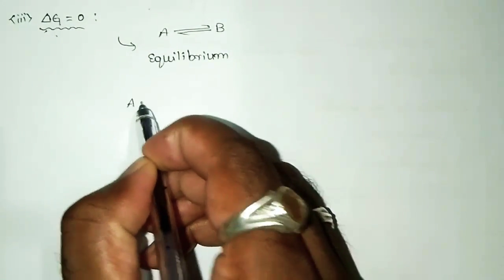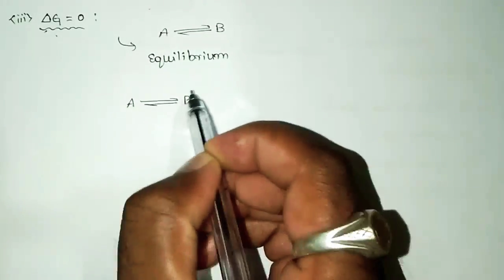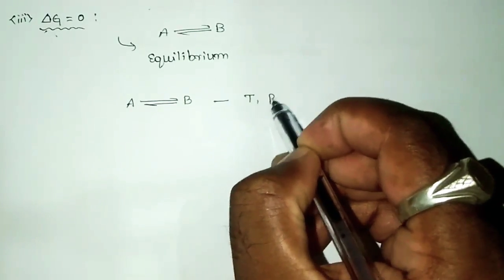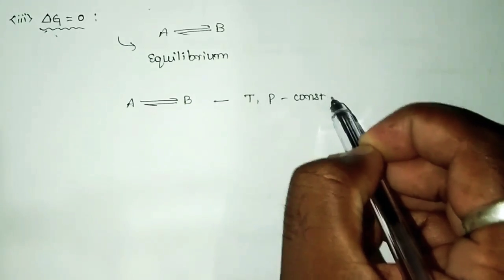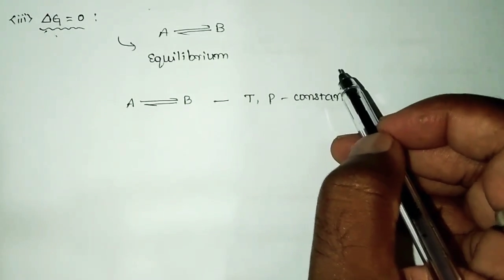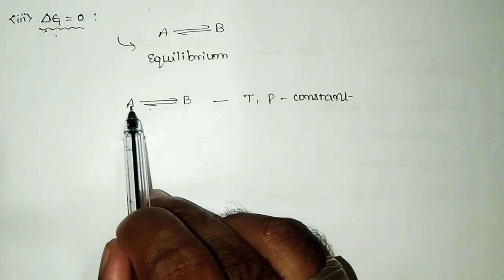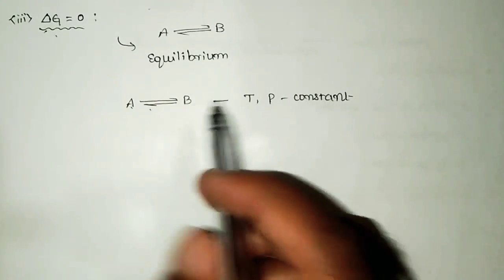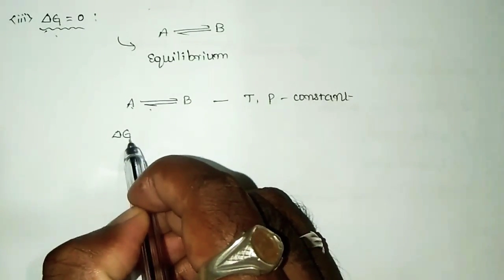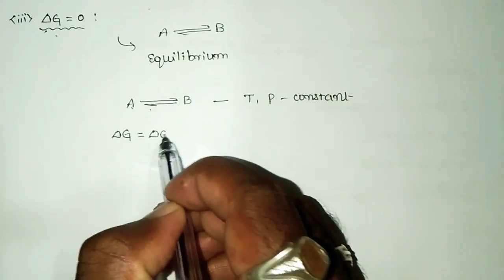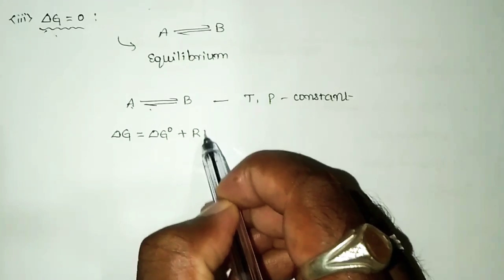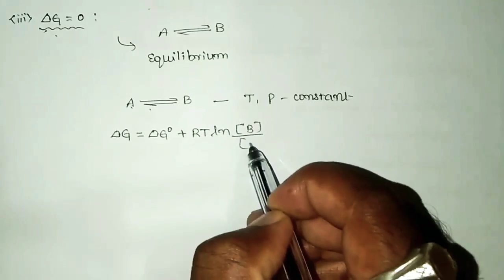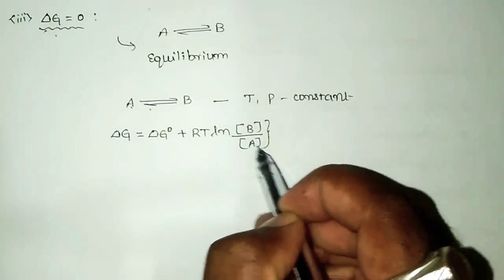So consider a reaction A gives rise to B, which is in a reversible condition, maintaining conditions of constant temperature and pressure. That is, for biological systems, we are maintaining isothermal conditions. And for a general reaction, say A gives rise to B at isothermal condition, the free energy equation will be given as delta G equals delta G naught plus RT ln concentration of product to concentration of reactant, right?